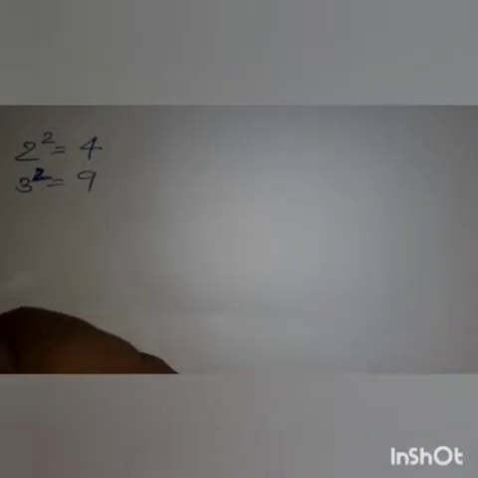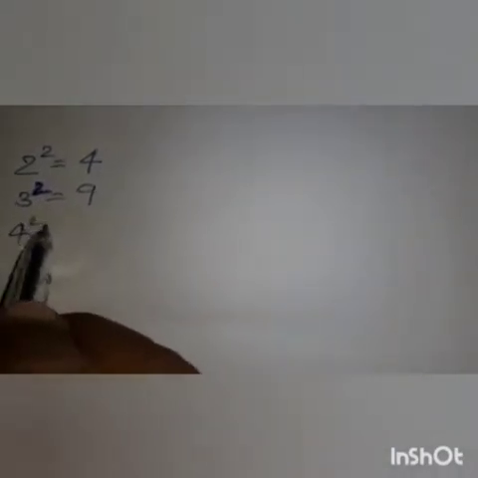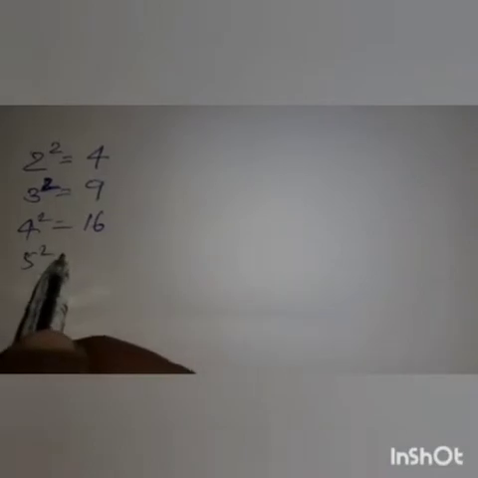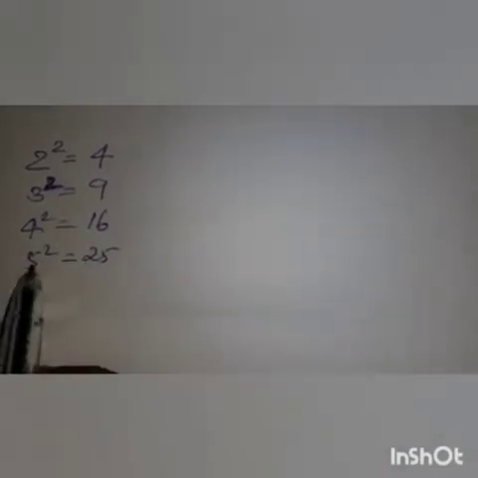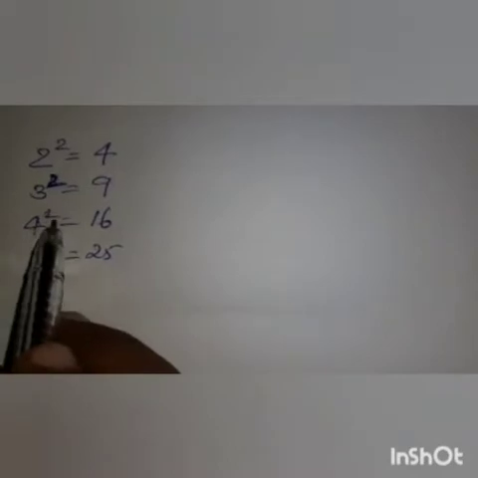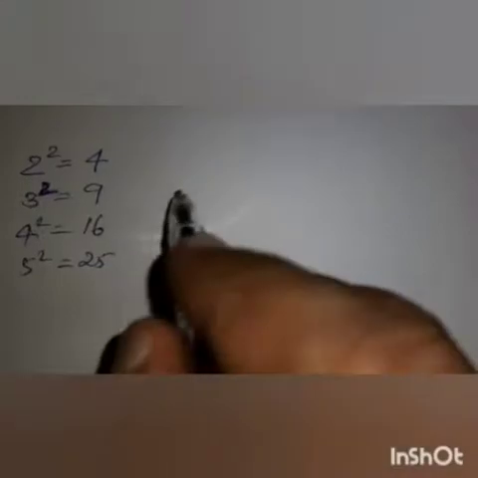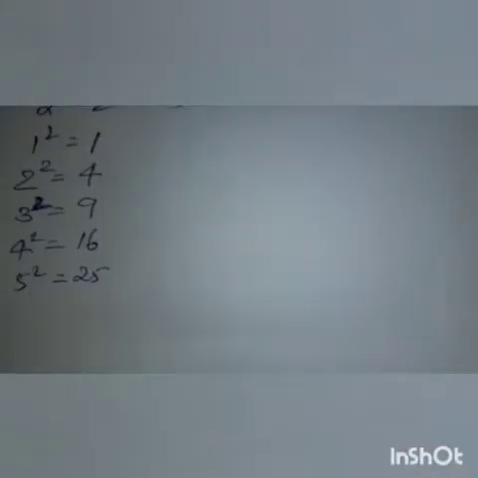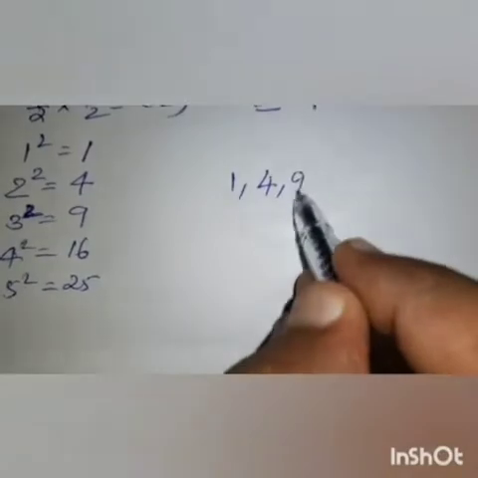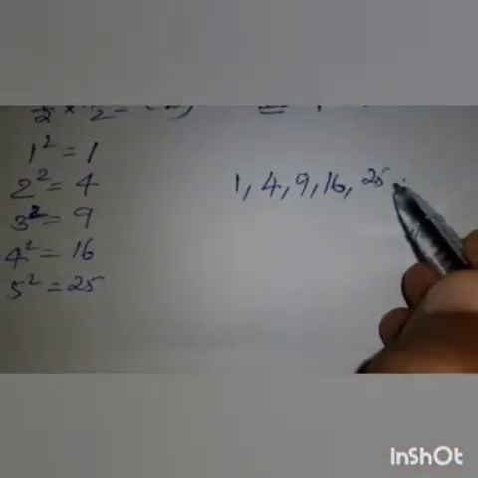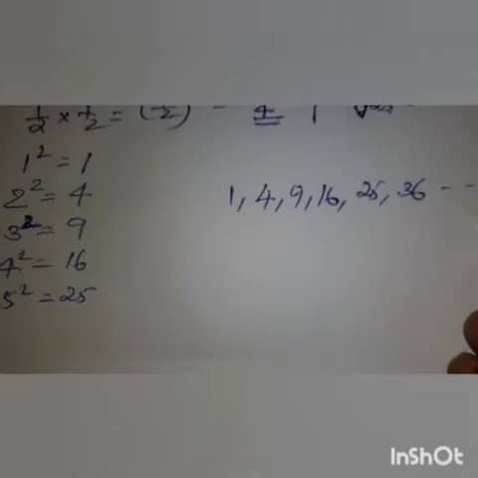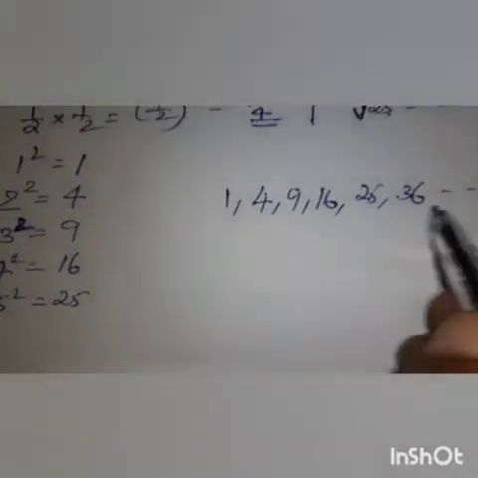Square of 2, it is 4. Square of 3, it is 3 square, not 3 cube. 3 square is 9. 4 square is 16. 5 square is 25. 5 square means 5 into 5. 4 square means 4 into 4. 3 square means 3 into 3. 2 square means 2 into 2. And 1 square is 1 itself. So 1, 4, 9, 16, 25, 36, etc. are squares of natural numbers.